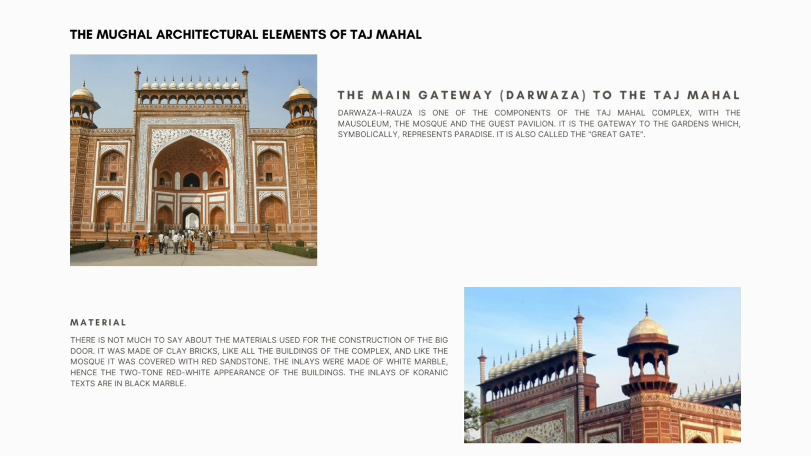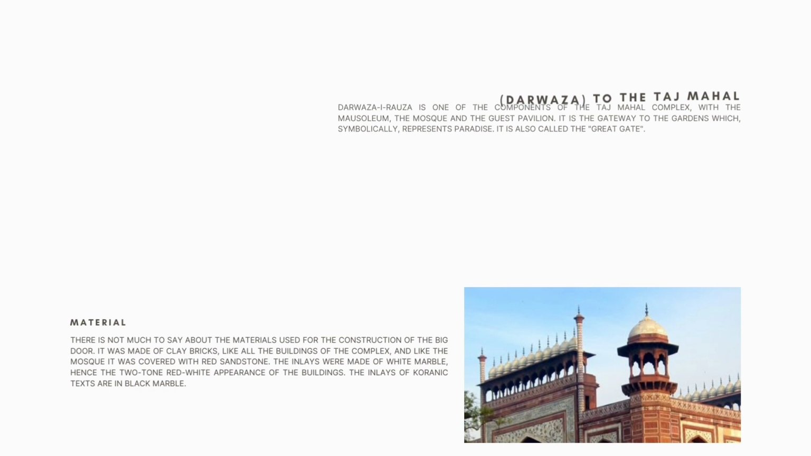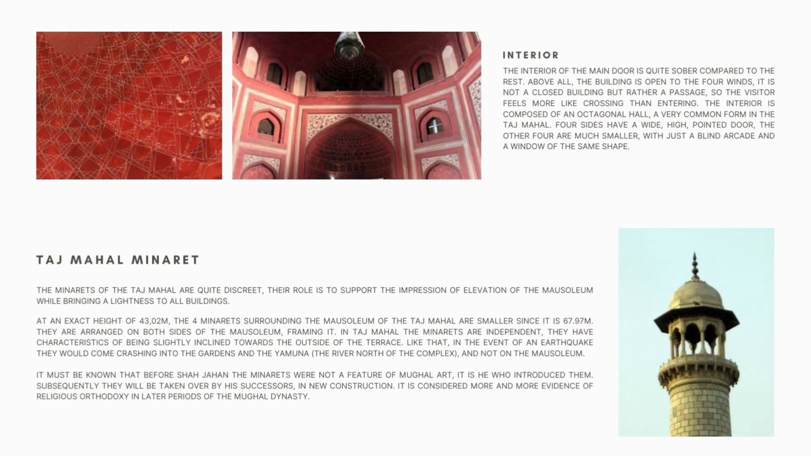Material. There is not much to say about the material used for the construction of the big door. It was made of clay brick, like all the buildings of the complex, and like the mosque, it was covered with red sandstone. Interior. The interior of the main door is quite sober compared to the rest. Above all, the building is open to the four winds. It is not a closed building but rather a passage, so the visitor feels more like crossing than entering.